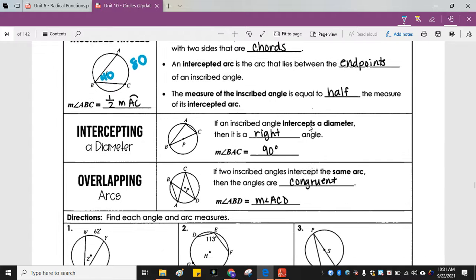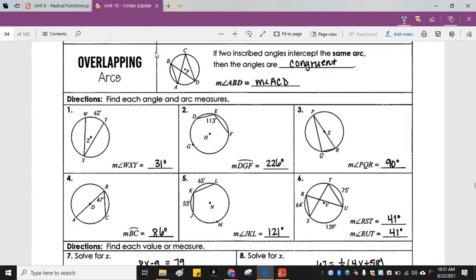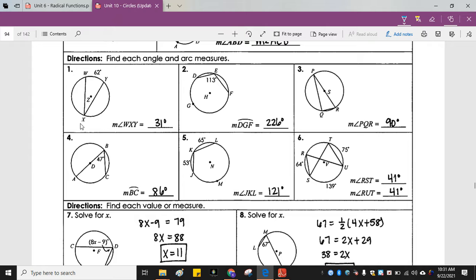Another way to look at this is a lot of symbols, and I know a lot of students get confused with the symbols, so I try to simplify it. Looking at your notes from yesterday, we are given the arc. So the arc is 62, which means my angle is half of that, 31. So my angle equals 1/2 of the arc, taking some of those letters away.